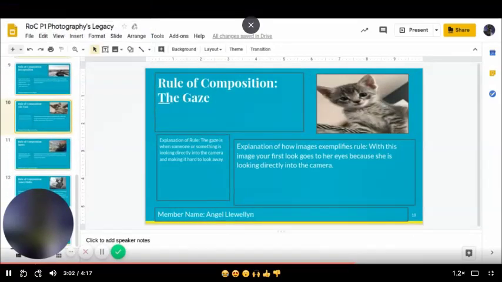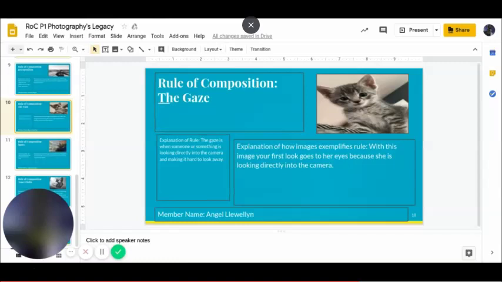The gaze. The gaze is when someone or something is looking directly into the camera and making it hard to look away. With this image, your first look goes to her eyes because she is looking directly into the camera.